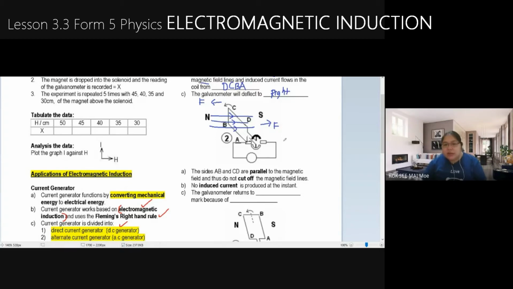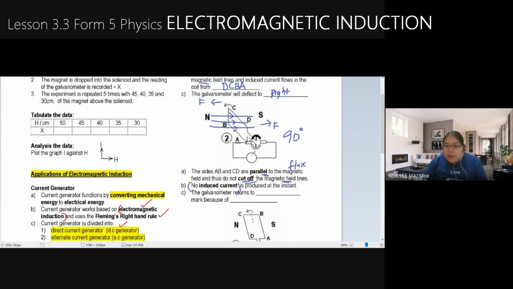Now the situation is AB and CD: the force is now parallel to the magnetic field. That means the flux does not cut the magnetic field line. They do not cut, they just cross over only. They never cross at exactly 90 degrees. You go right, I go left, like this only. So from here, there is no induced current. This situation, when 90 degrees, has no induced current.